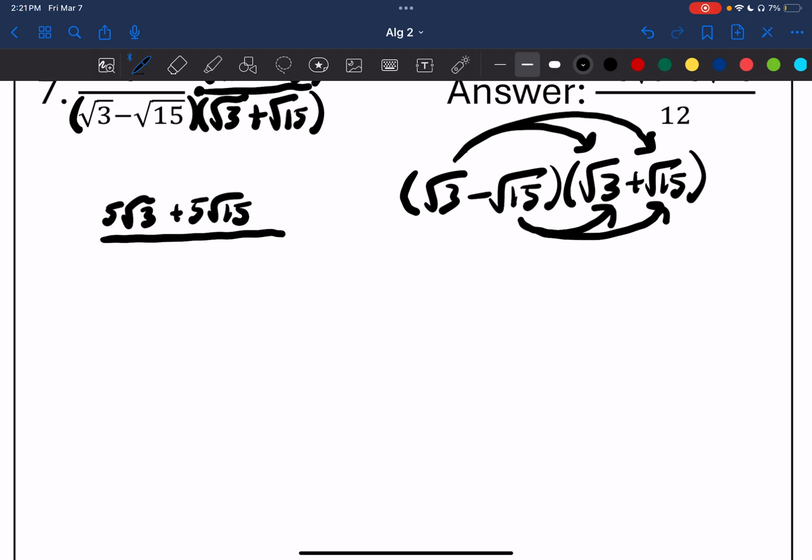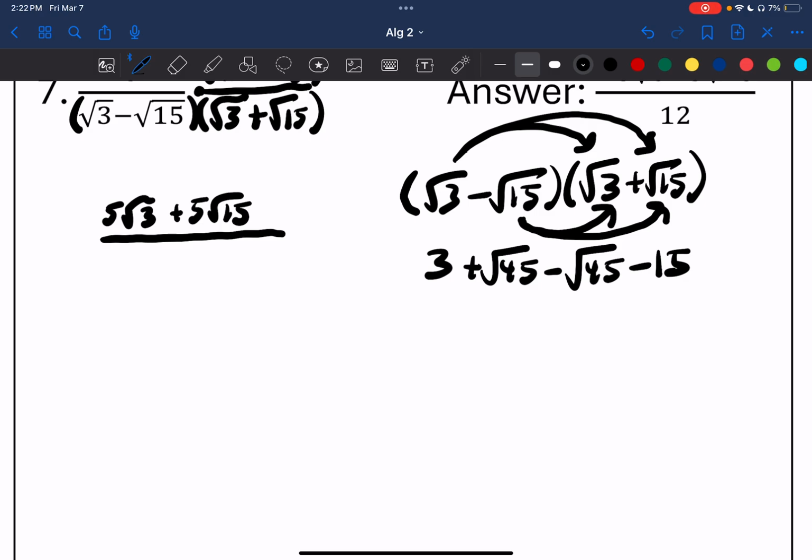So what would we get? Well, root 3 times root 3, that would be 3. Root 3 times root 15, that would be the square root of 45, and they're both positive. Negative root 15 times positive root 3, well, that'd be minus the square root of 45. And then the negative root 15 times positive root 15 would be negative 15.